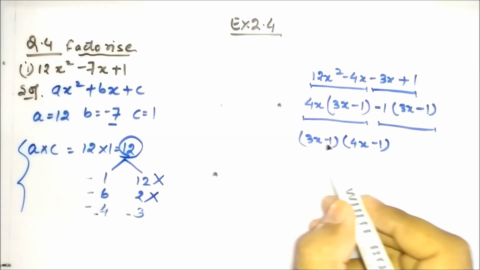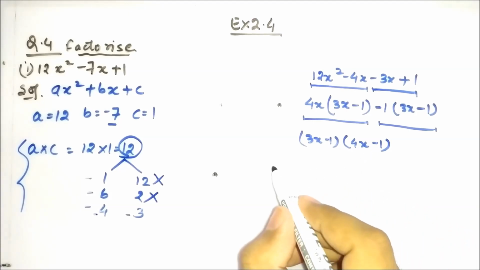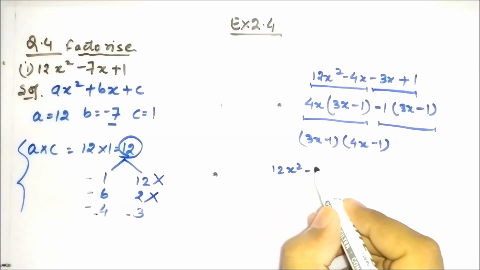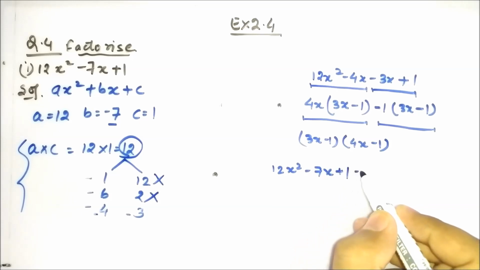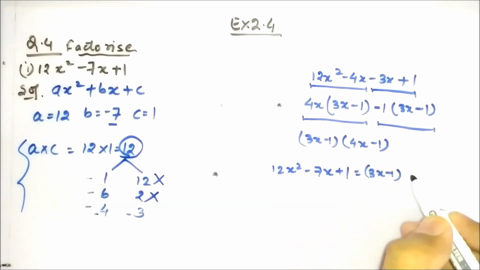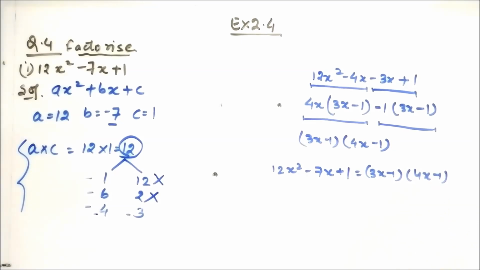Okay, so these are the two factors. We have just converted this 12x square minus 7x plus 1 into two factors, that is 3x minus 1 and 4x minus 1. So this is how it is done. This is the splitting the middle term method. I hope you understood one. Okay, let us try with the second one.